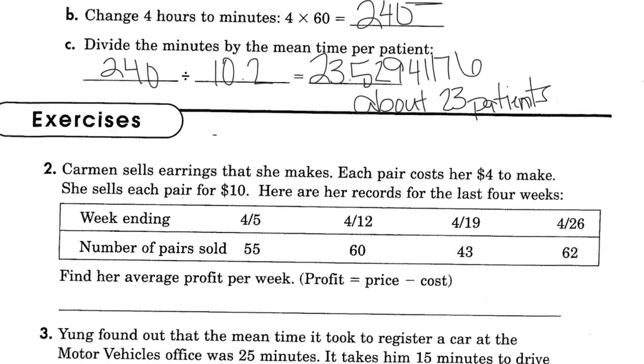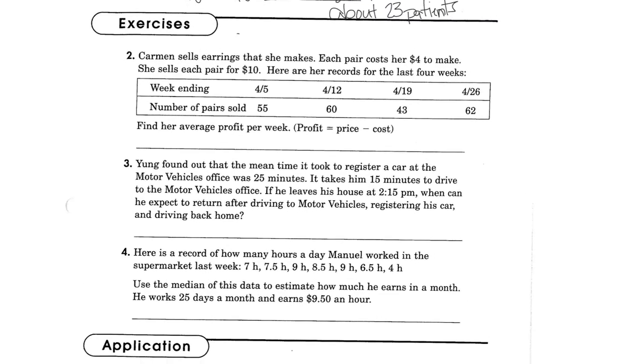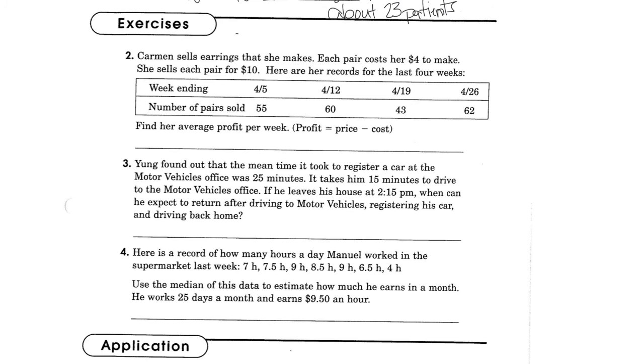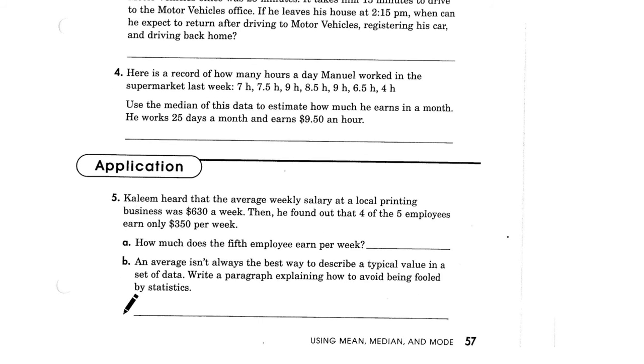All right. Now, on the exercises, you are going to read through these. You're going to figure out what it's asking. It gives you some hints on some of them, and you're going to get an answer. So you need to do 2, 3, and 4. Then you're also going to do problem number 5 in the application. It's definitely a 2-step. This one is write a paragraph, so at least a sentence, if not 2.